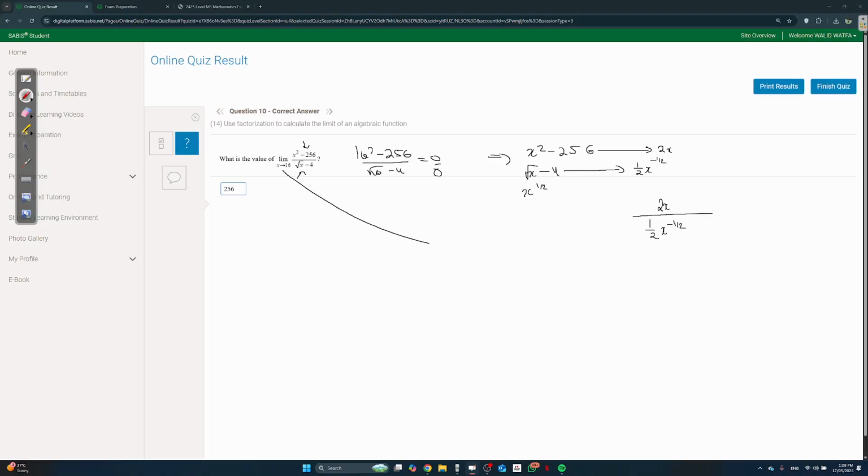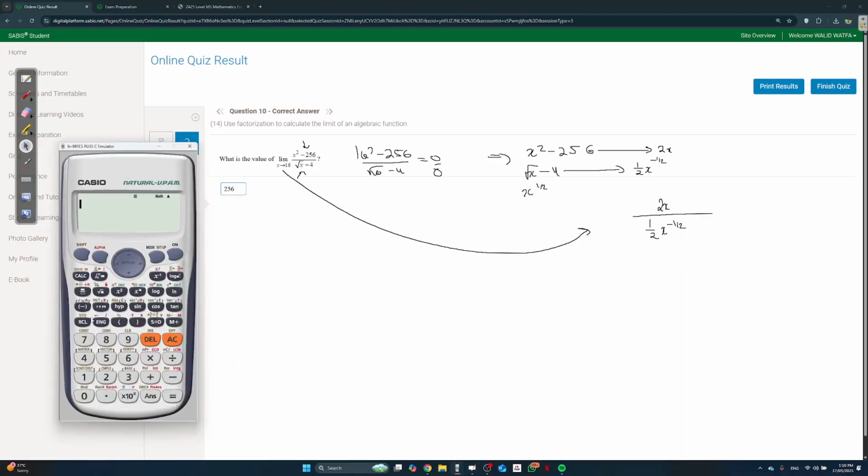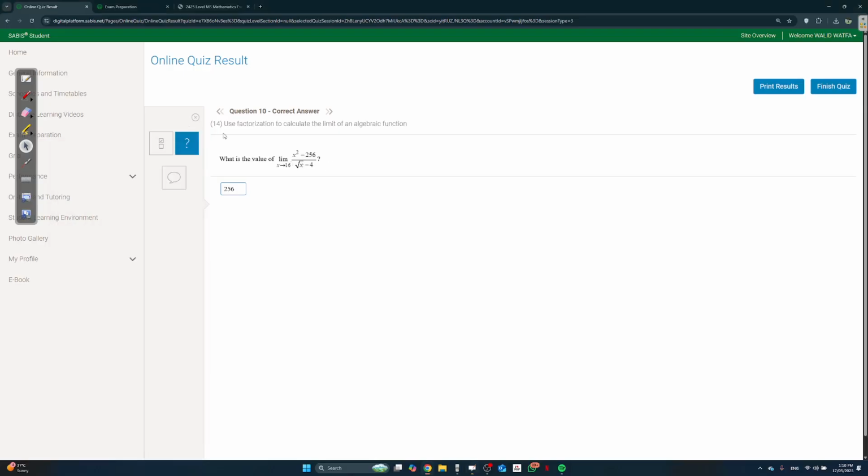Then you substitute your limit once again. 2 times 16 over 0.5 into 16 to the power of negative half. You get 256. So 2 times 16 over half into 16 to the power of negative 1 over 2. Please use this method. Do not use factorization. It's so stupid, especially in these questions.